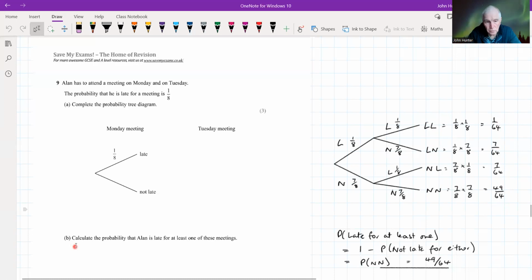And then it goes on to ask us to calculate the probability that Alan is late for at least one of these meetings. Well, that is going to be the first three rows. So what we're doing is adding these three. These are the mutually exclusive events that satisfy our condition. In each of these cases, he's late for at least one meeting. So we could just add these up.